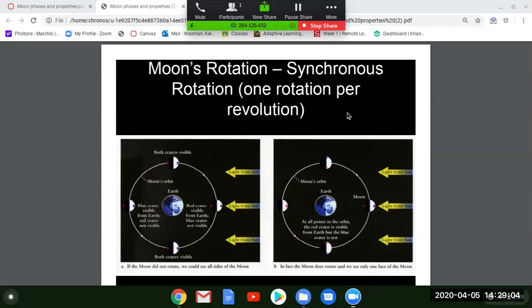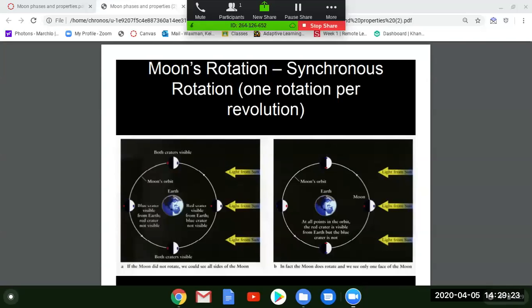So it rotates once per revolution. If it didn't rotate at all, that one side of the moon would always be facing the same star, let's say, and we'd see all the sides of the moon. But because it's one rotation per revolution, and that side is always facing us, well, we only see what is called the near side. The side we don't see is the far side.